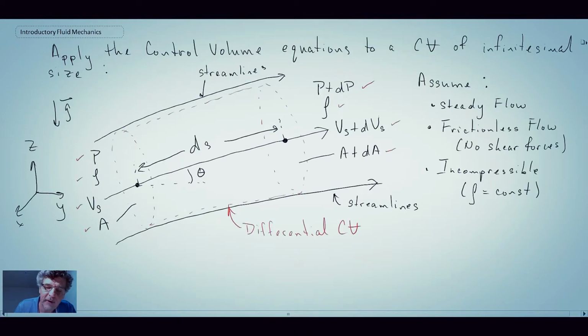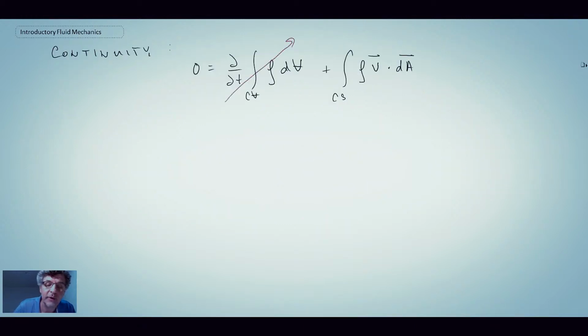If we look back at our schematic, where is mass crossing the boundaries? Well, it's bounded by streamlines. We have a streamline up here and we have a streamline here. So the only place the mass is crossing the boundary is on the inlet, and then on the exit. So those are the two control surfaces where we have mass crossing the boundary, and those are the two that we will work with.